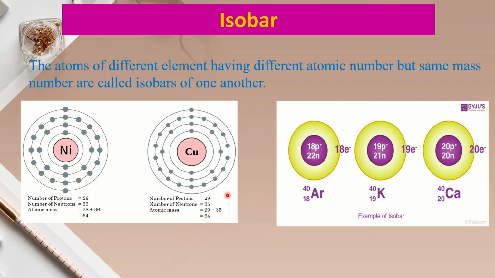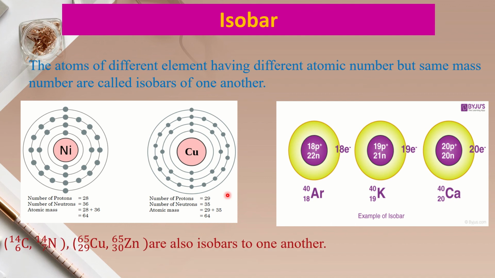Here argon 40, potassium 40, calcium 40. All these three are different atoms but their mass numbers are the same, so they are isobars to one another. Some more: carbon 14, nitrogen 14. You know that nitrogen has mass number 14, but some carbon atoms also have mass number 14. So this carbon 14 and this nitrogen 14 are isobars to one another. Copper 65 and zinc 65 are also isobars to one another.